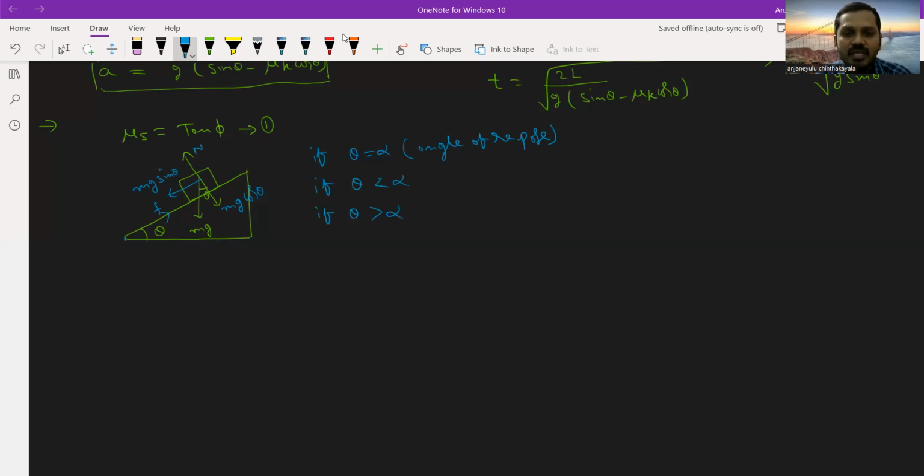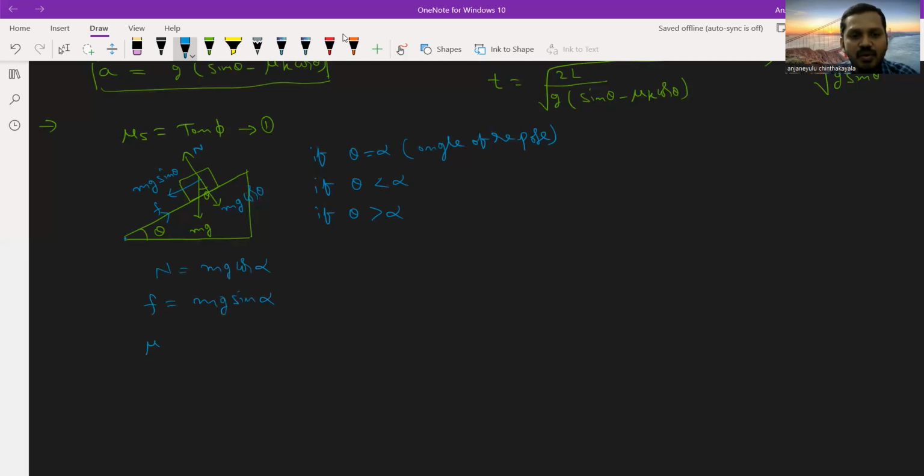Now, first case I am discussing: theta is equal to alpha. Angle of inclination is equal to angle of repose. So it means this frictional force F is equal to mg sin alpha, then only the block is just ready to slide on the inclined surface. So I am substituting theta is equal to alpha in these equations. From the diagram, normal force acting on the block N is mg cos alpha, and frictional force F is mg sin alpha.